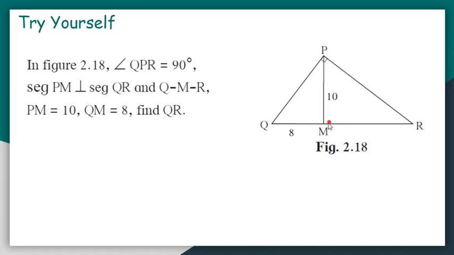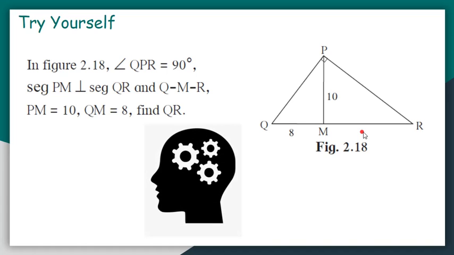Now in this case, out of the three values, I don't know MR. The question is asking me to find QR. To find QR, I know this is 8. I need to know how much MR is, only then I will be able to find QR. So again, pause the video, try to do this question yourself using the theorem of geometric mean, and let's see how much we get.